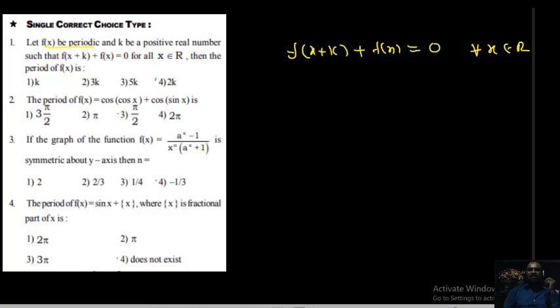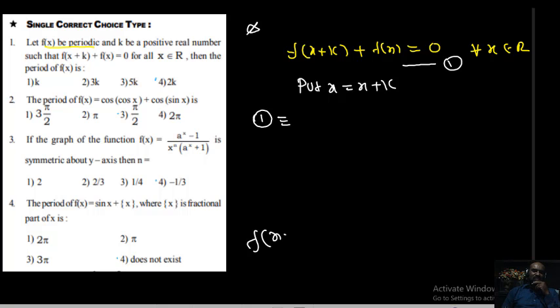Do one thing, this is a special type of problem. It is true for all x, any x it happens. So put x equal to x + k. Call this the first equation. What is our target? We want to reduce the equation to f(x + some real number) = f(x). That's why instead of x I wrote x + k.